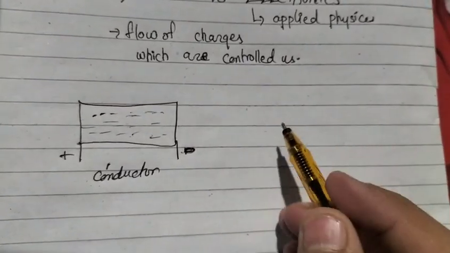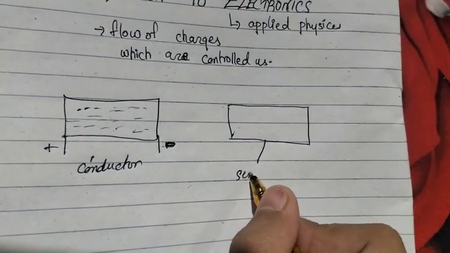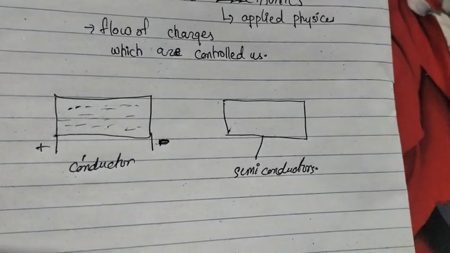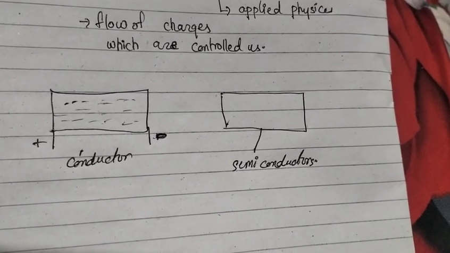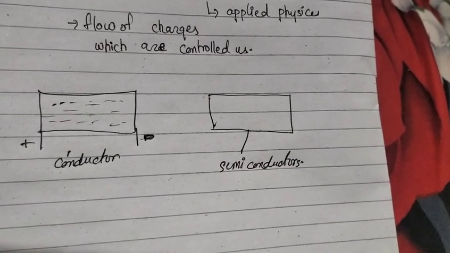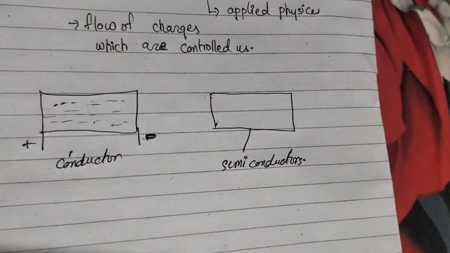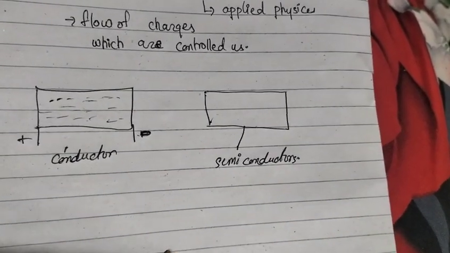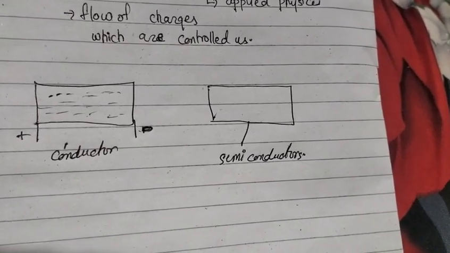So in electronics we always study semiconductors. So what are semiconductors? Silicon is a semiconductor, and there are many other examples, but here we are taking the silicon example. A semiconductor has a very small amount of free electrons. Semiconductors have fewer free electrons than a conductor, but more than an insulator.